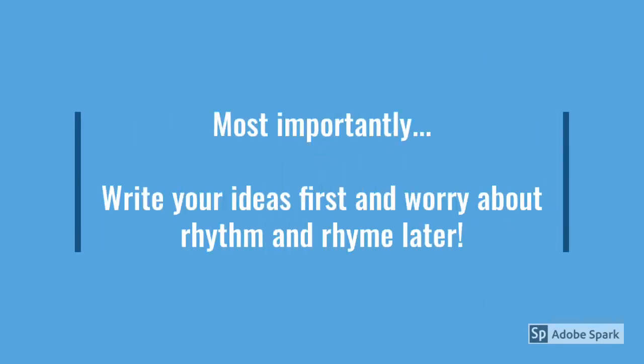If you are starting to struggle with either rhythm or rhyme, try and write down everything that you've got in your head first so that you've got the basis of a poem written down. And then you can worry about adding in some rhythm and some rhymes later.